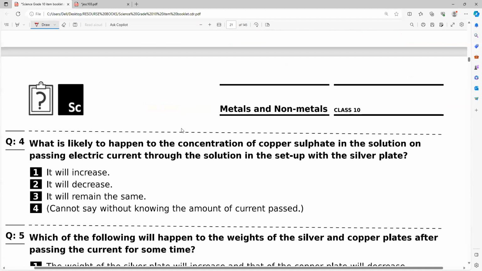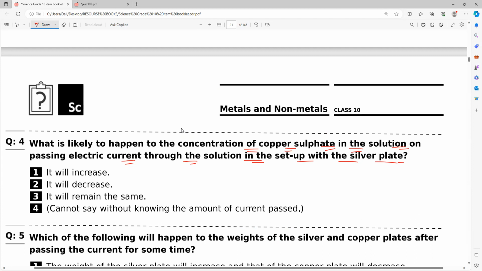Next. What is likely to happen to the concentration of copper sulfate in the solution on passing electric current through the solution in the setup with the silver plate? So what will happen to the concentration? Whatever it is, you have to take the pure plate. That is what they are asking: what is likely to happen to the concentration of copper sulfate in the solution on passing electric current through the solution in the setup with the silver plate.